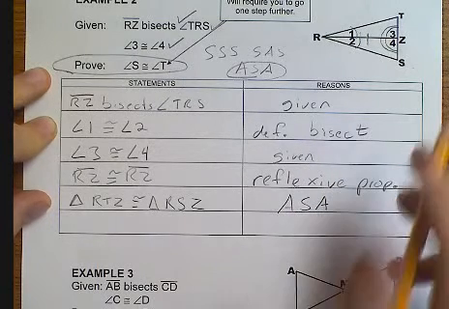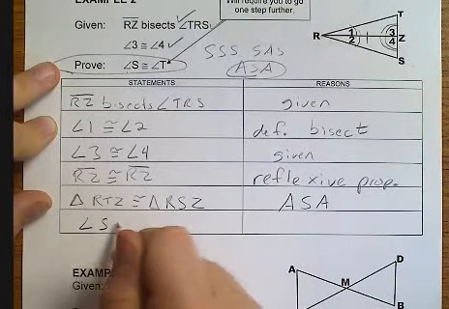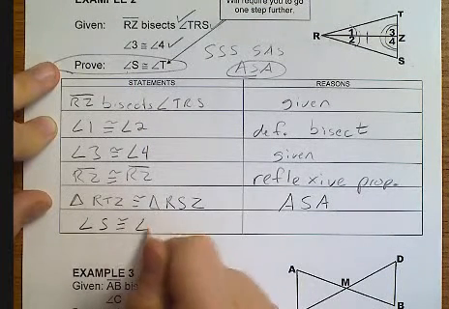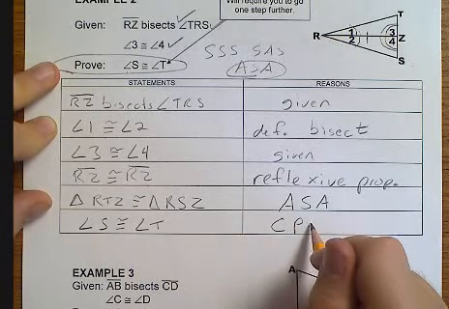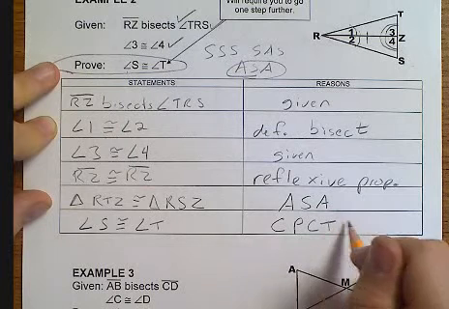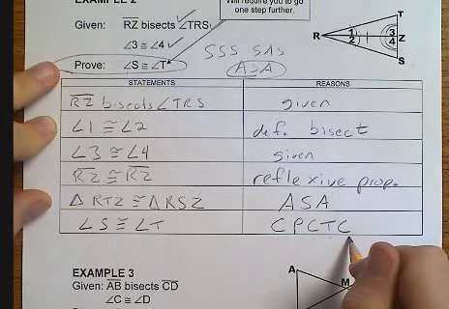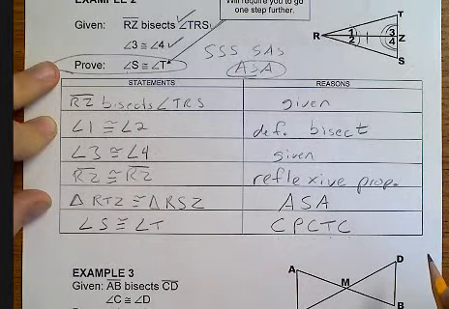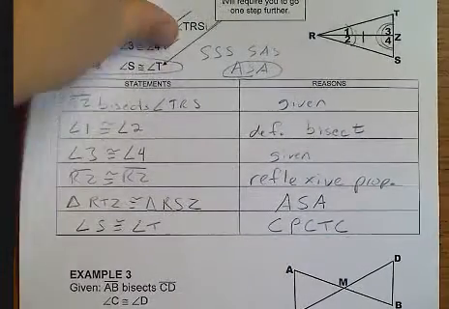Now, I can prove that angle S is congruent to angle T because corresponding parts of congruent triangles are congruent. CPCTC. So this is our first proof. Let's go ahead and work on another proof.